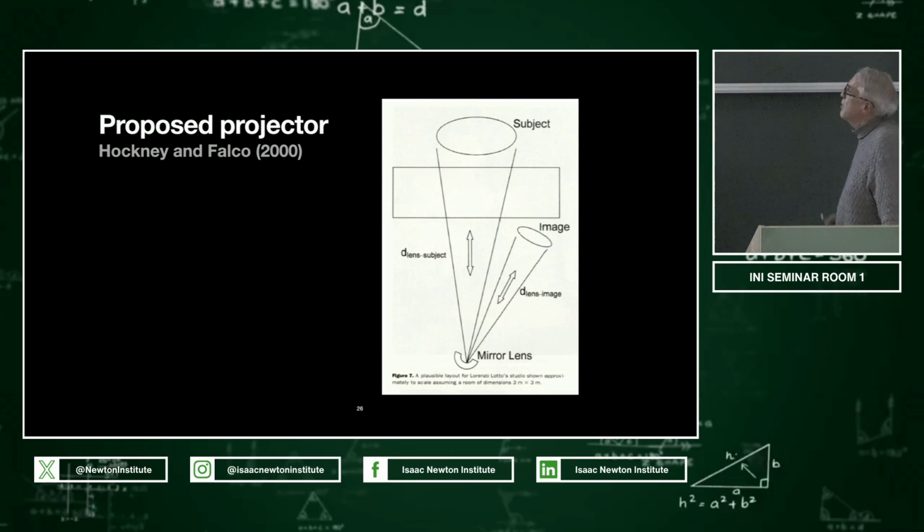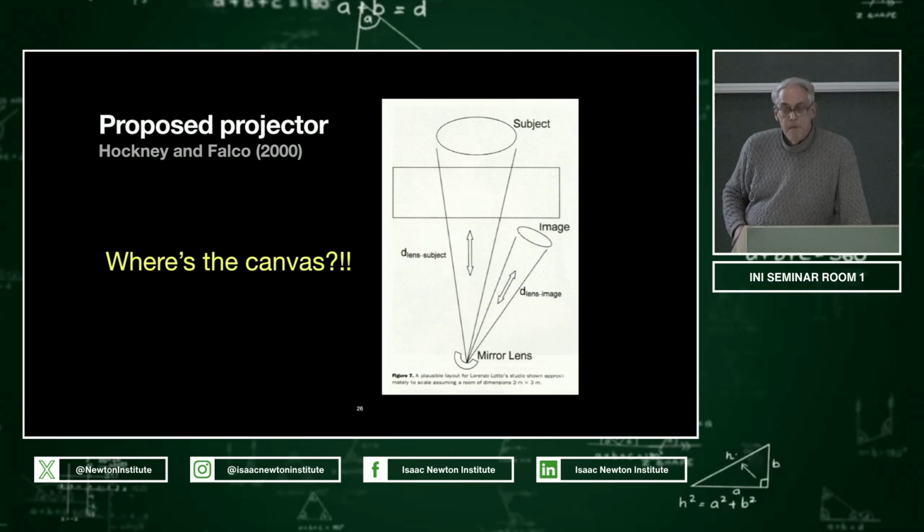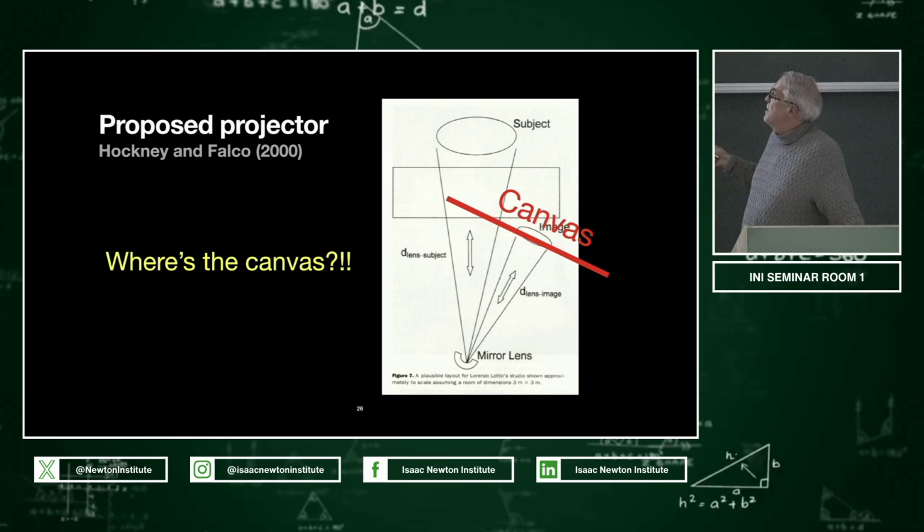But there's a problem with this projector. It's all set up here, and I claim that this projector cannot work as it's set up here. Simply cannot work. Why? Well, where's the canvas? If you put in the 116 centimeter wide canvas, it blocks the light from the table that would strike the mirror and then come to the canvas that Lotto would trace and so forth.